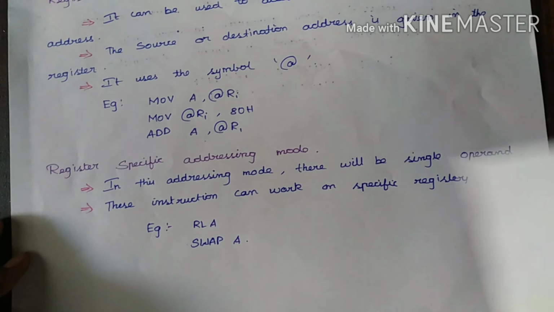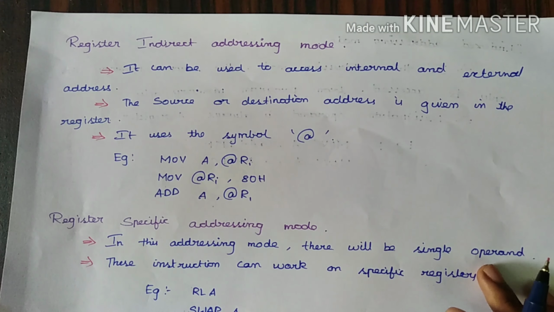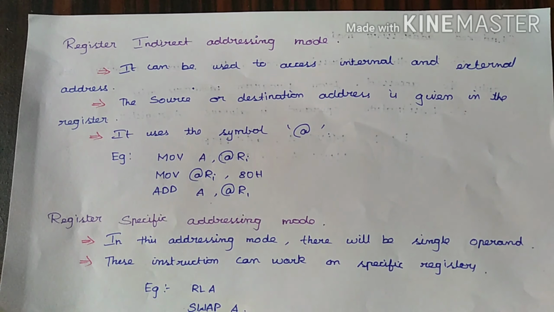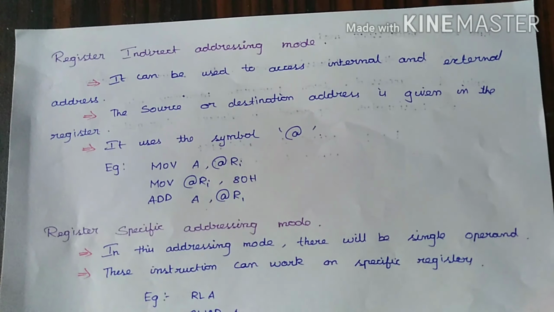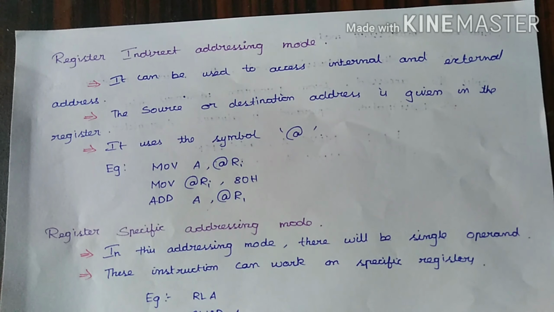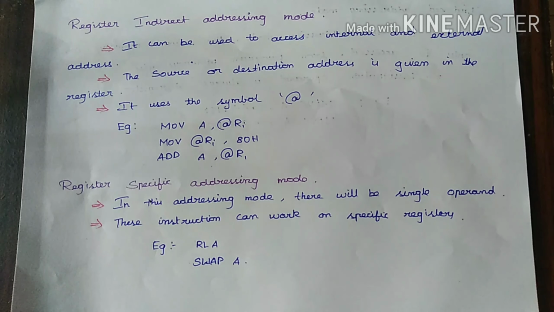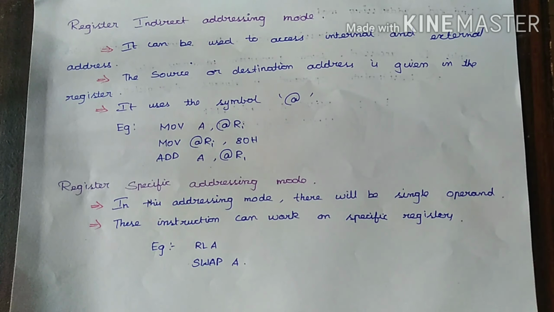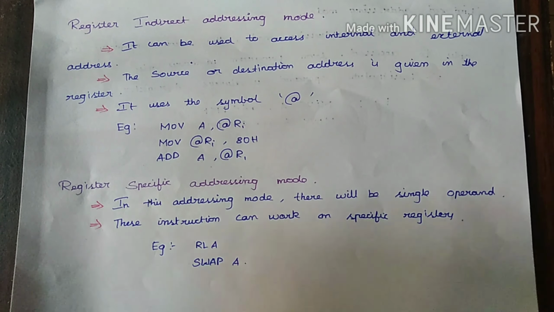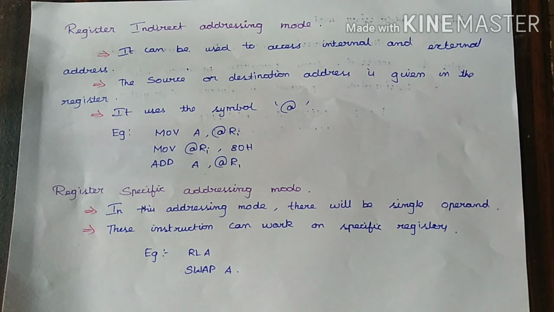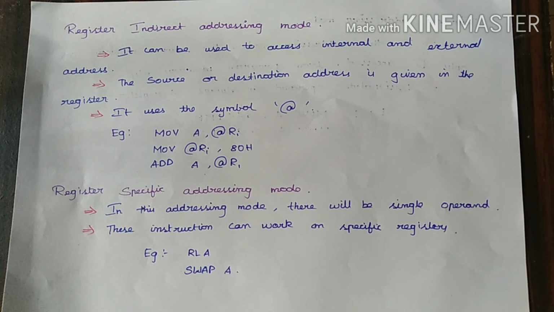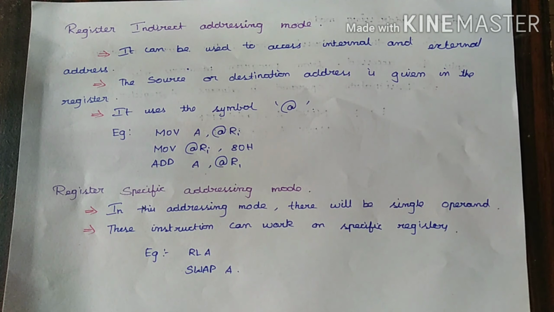And the next addressing mode is register indirect addressing mode. In this addressing mode, we can access both the internal and external addresses. But in direct addressing mode, we can access only the internal addresses. Here we will be using registers for storing source or destination addresses, and also the @ symbol is used in this addressing mode. We have examples like MOV A, @Ri. This instruction denotes that Ri is a register which contains an address, and that address will have a data in it. That data must be copied to the accumulator.